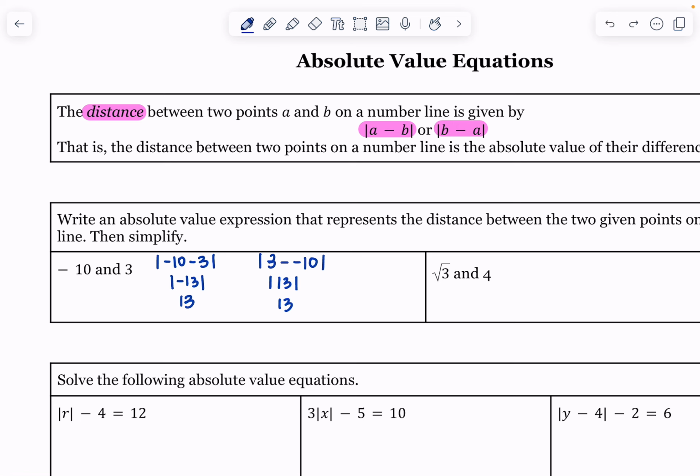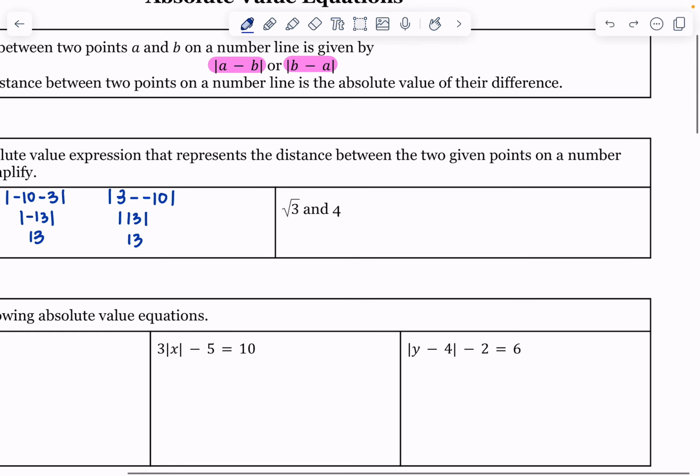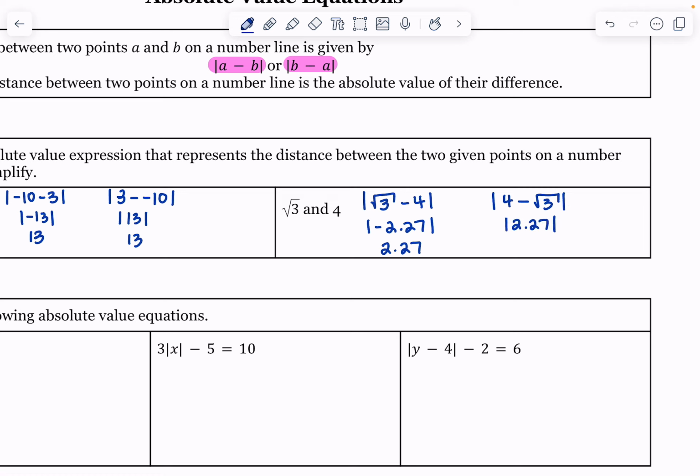All right, for this next one, we have the square root of 3 and 4. If we want to find their distance, we're going to take the absolute value of the difference. So if we take the square root of 3 minus 4 with absolute value, we're going to get roughly negative 2.27 rounding. And that distance from 0 would just be 2.27. And then just to prove my point, if we do 4 minus the square root of 3 and the absolute value, we're going to get the absolute value of 2.27, which is 2.27.